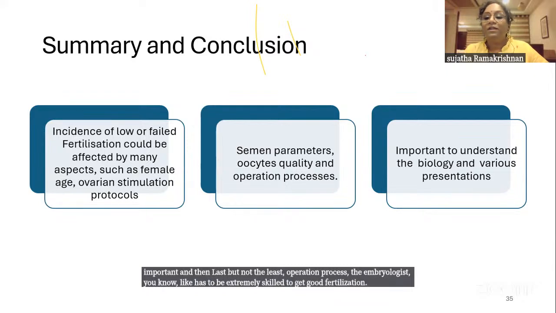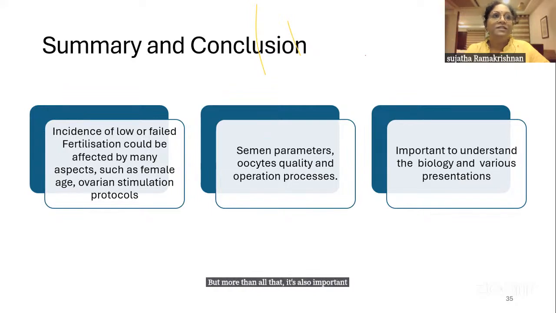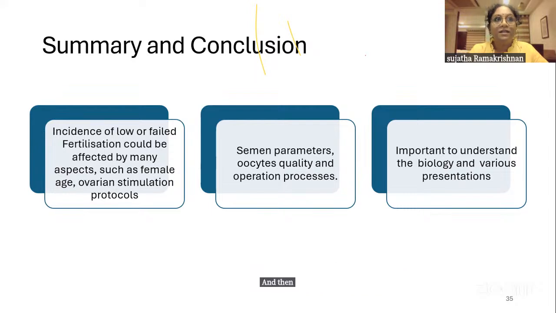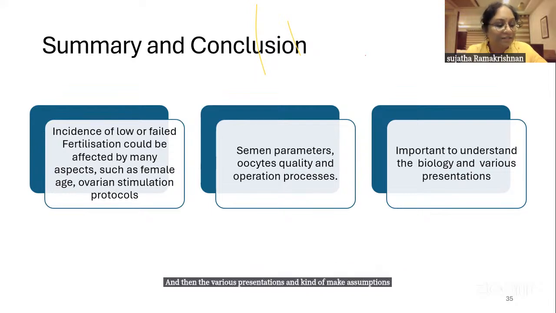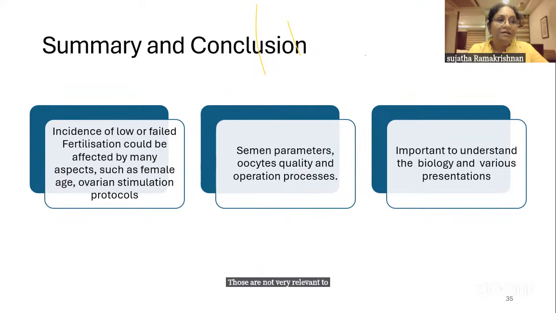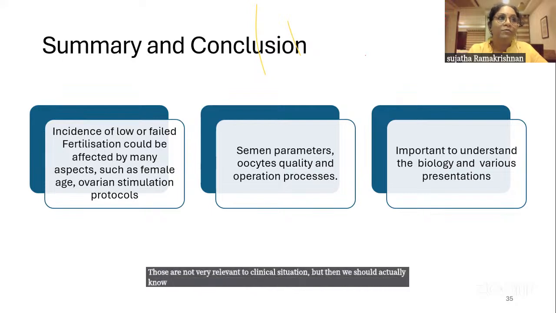But more than all that, it's also important to understand the biology of fertilization, like what we have just gone through now, and the various presentations, and make assumptions based on them. It is not necessary to learn by heart all these proteins, growth factors, and cytokines involved in fertilization, like Izumo-1 and all that. Those are not very relevant to the clinical situation. But we should know what it means when you see a polar body, 2 pronuclei or 3 pronuclei, and decipher it so that at least the subsequent cycle can be better.